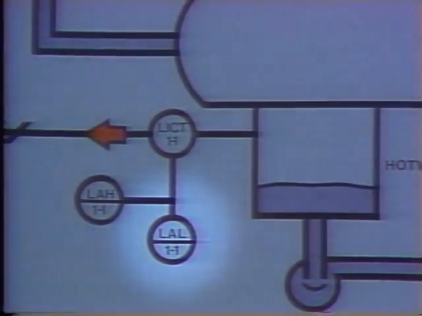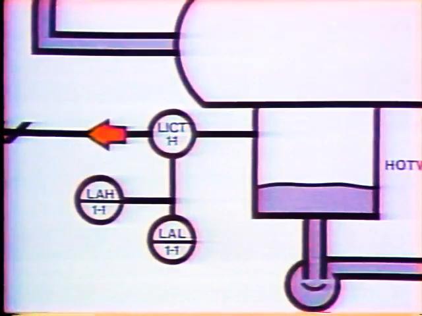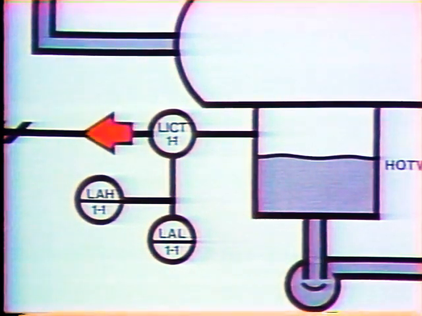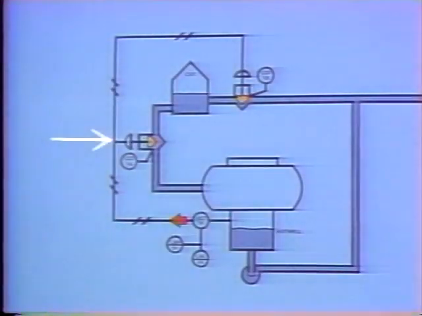If, on the other hand, the flow of water from the condensate storage tank to the condenser causes the level in the hot well to return to normal, the signal from the transmitter will increase, closing the level control valve.